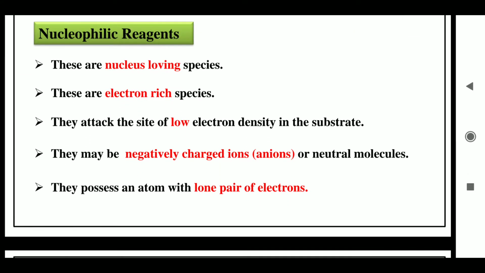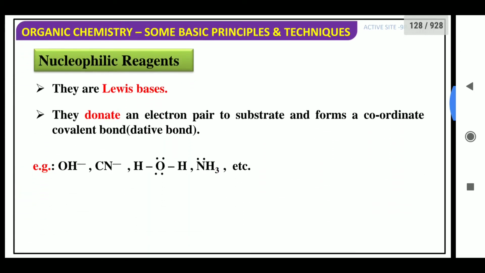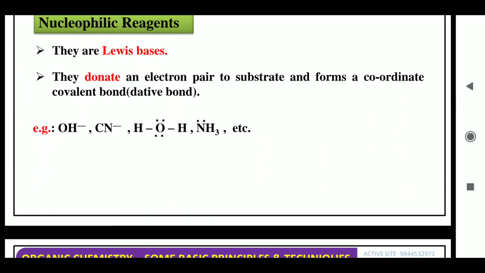Now talking about the nucleophilic reagents, these are nucleus loving because they themselves are negatively charged. They carry a lone pair of electrons, that is why they are electron rich species, and they attack the site of low electron density, that is, they are generally looking for a positive nucleus site. They may be negatively charged or neutral molecules and they possess an atom with a lone pair of electrons. They are also known as Lewis bases because they carry a lone pair of electrons. They can donate the electron pair to the substrate and form a coordinate or covalent bond. The most important examples are cyanide ions, hydroxide ions, ammonia, water molecule. Water is considered a neutral molecule.